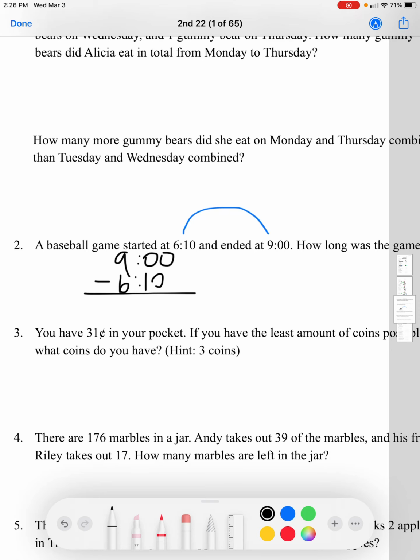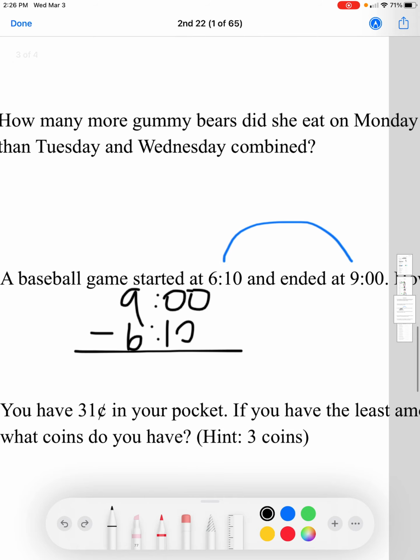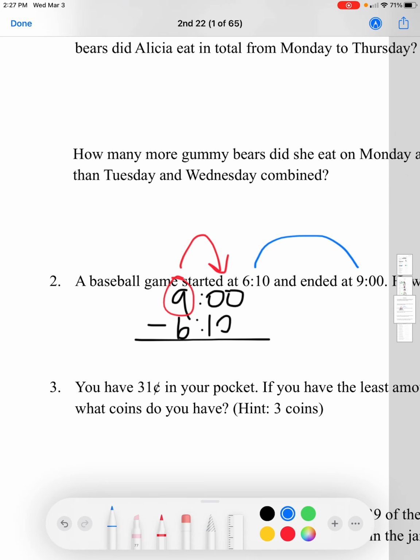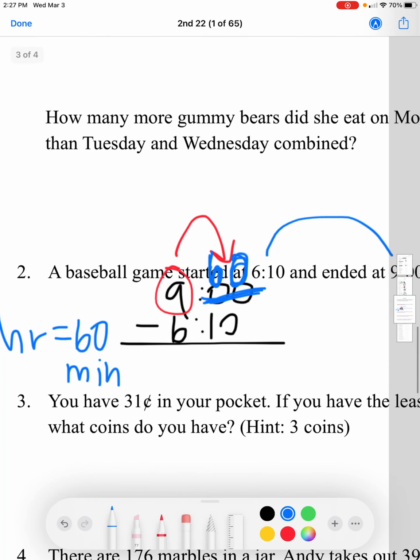If you look here, we can't do 0 minus 10. So what we're going to do is regroup, but in time. Because 9 is hours, we're going to change that into minutes. Remember, 1 hour equals 60 minutes. So if we take an hour here, it's going to turn into 60 minutes here. So now we have 60 minus 10 instead. Sorry, it's a little hard to see. But we have 60 minus 10.